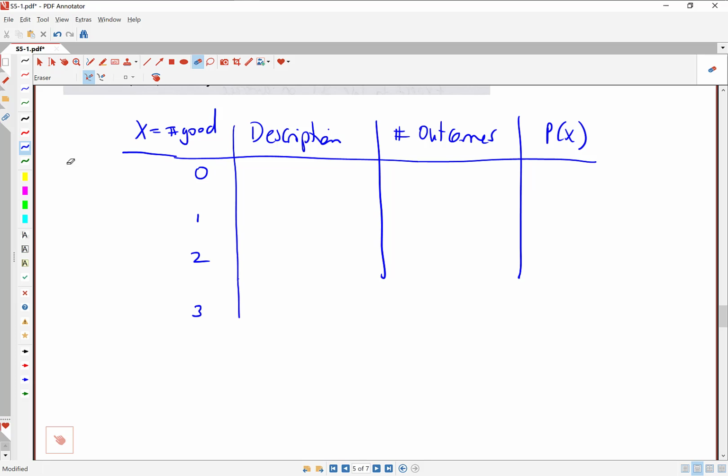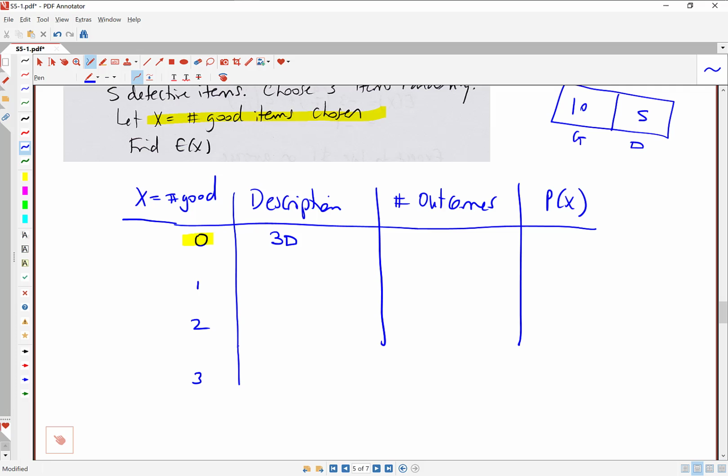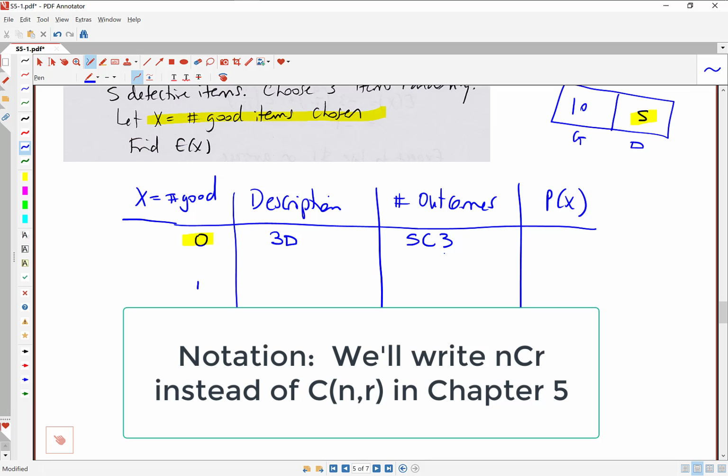And let's start off with this first scenario where X equals 0 and write a description of what we get. So if we end up with 0 good items, that's the same thing as saying 3 defective. And let's think how many ways there are to do that. So if we look up at our box, there are 5 defective items in the box and we need to choose 3 of them. So it's going to be 5C3 is the number of outcomes.